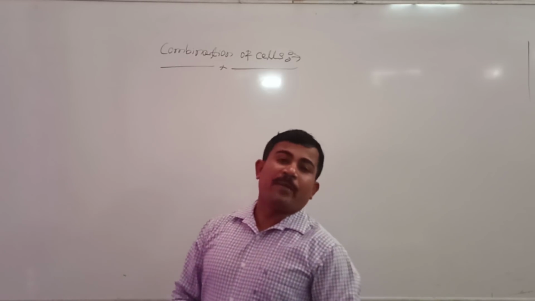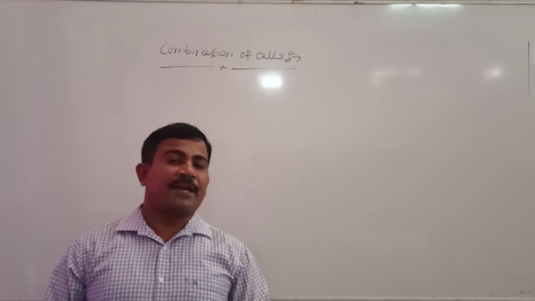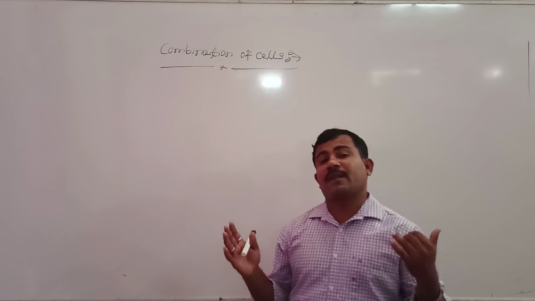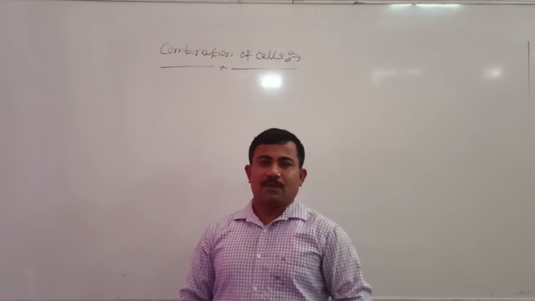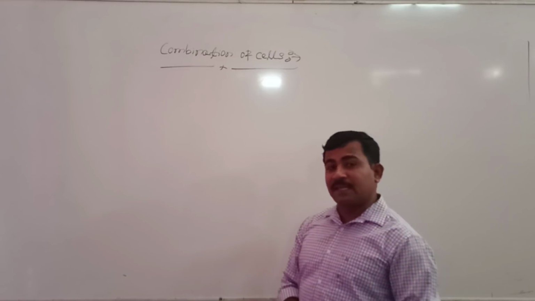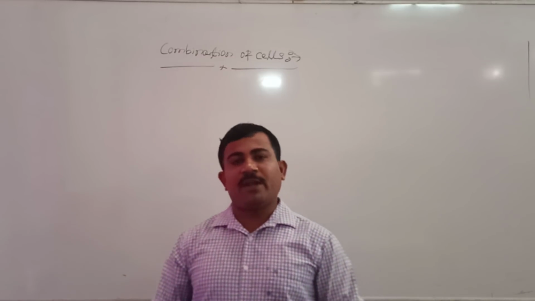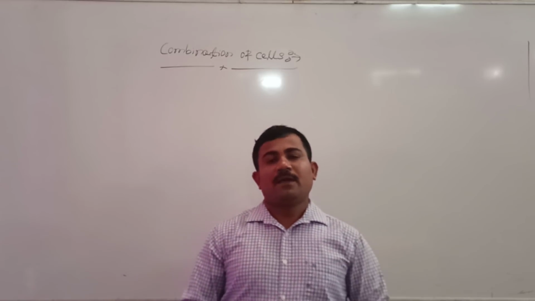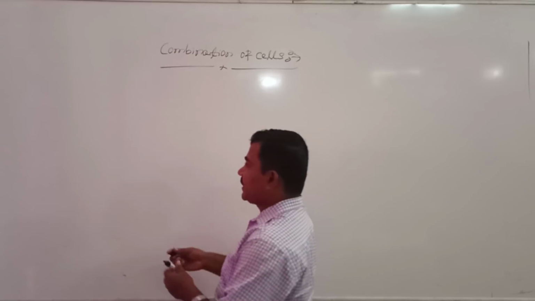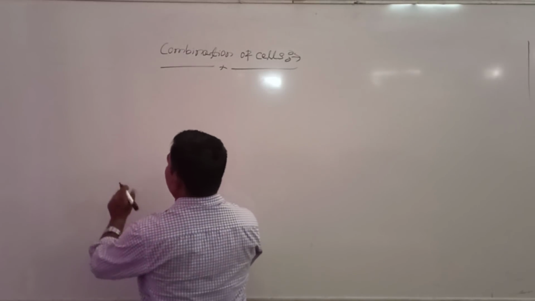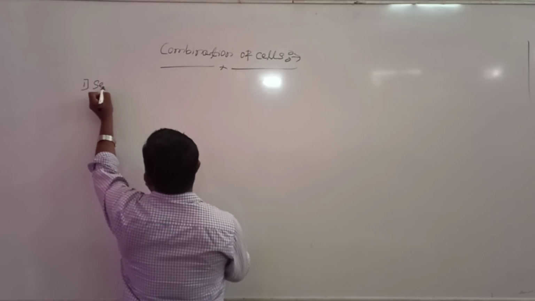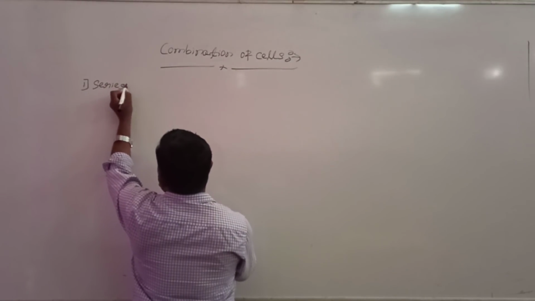Students, the combination of cells can be connected in series, or in parallel, or in mixed groups. Here we are studying only two types: the combination of cells in series and the combination of cells in parallel. Let us take both cases separately. Let us go to the combination of cells in series, first case.